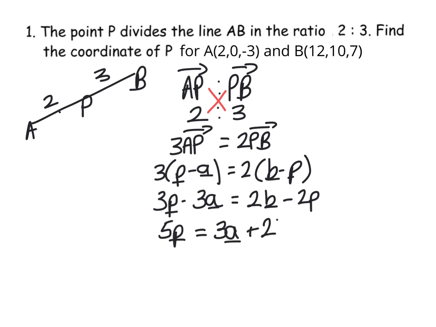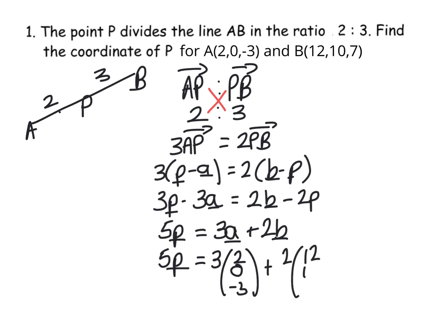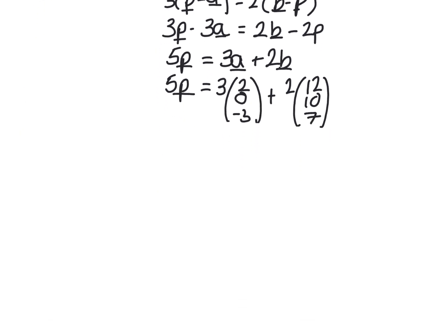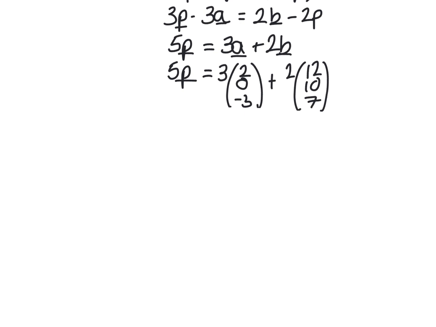So 3A plus 2B. And then at this point, what we can do is we can start plugging in what our vectors were. So we know what 3A was. So A was 2, 0, minus 3. So we've got 3 times 2, 0, minus 3, plus 2 times 12, 10, 7. Let me create myself a wee bit more space. So we're left with a little equation, and then you've done all the hard work, just about. So 5P equals, let's times everything out. So we've got 6, 0, minus 9.